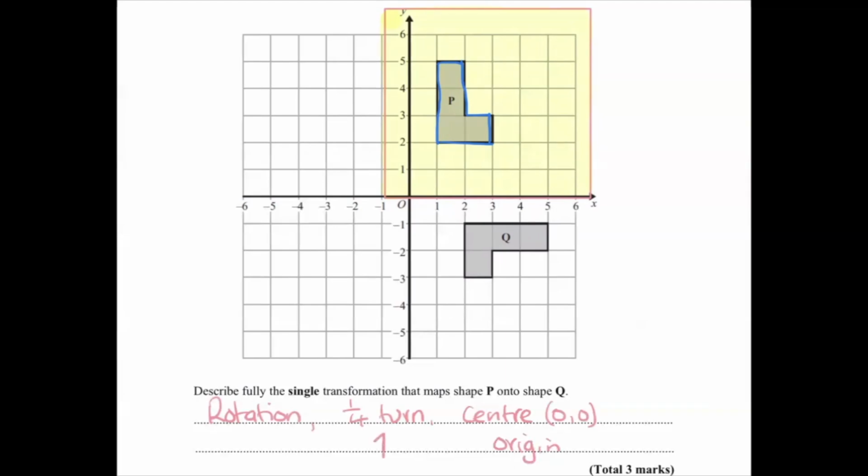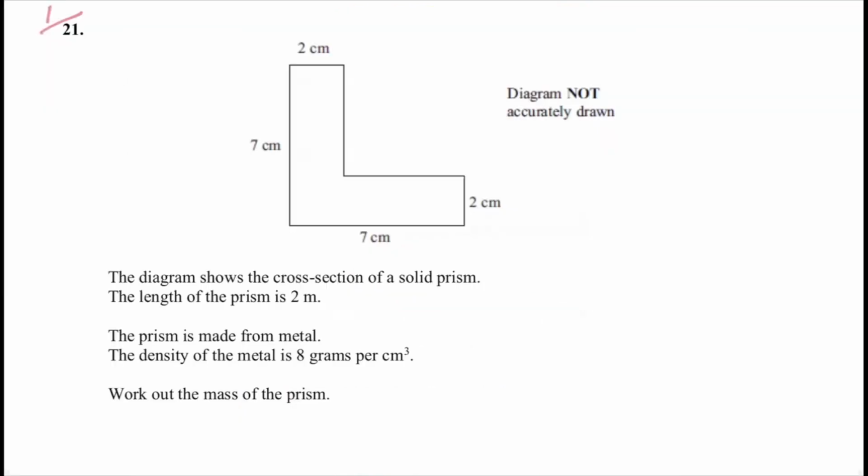Now, this here is not good enough. It is a quarter turn, but the quarter turn could go in that direction or that direction. So it's really important that we are clear that it is clockwise to get that mark that's linked to that part of the answer.